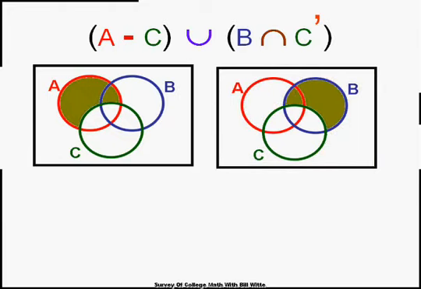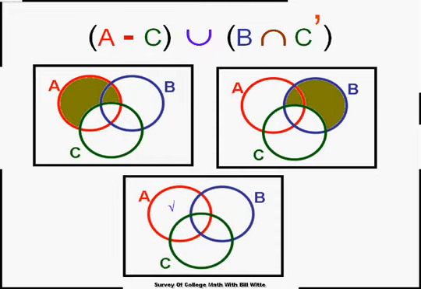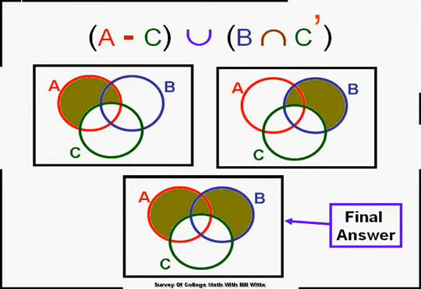Now that's the two sections, and I want to union those two pictures together. So basically I shade what's in both pictures. That's the first picture, and that's the second picture. I did have some overlap, but I don't shade it twice. And there it is. That's my final answer in that case. It's quite complicated, isn't it?